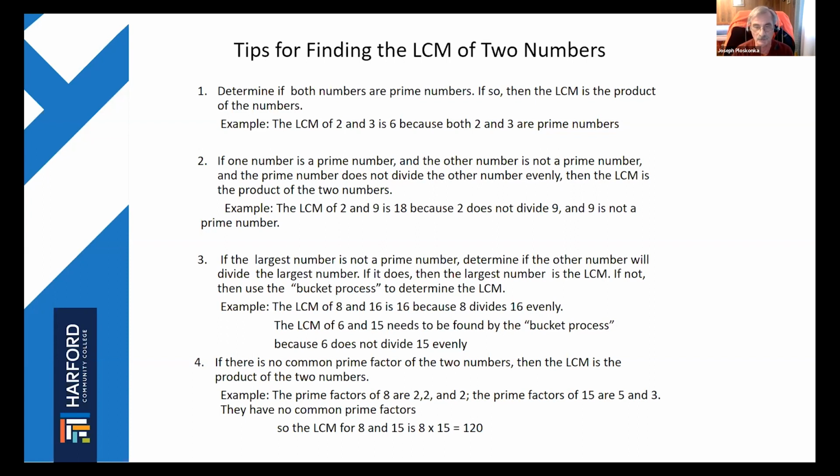And as we saw before, if we have denominators 6 and 15, then you use the bucket process that I described and we saw previously, because 6 doesn't divide 15 evenly.